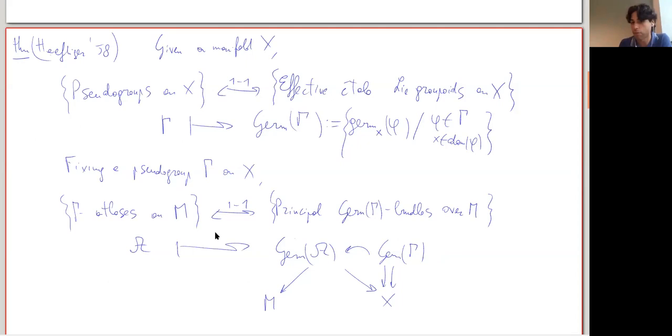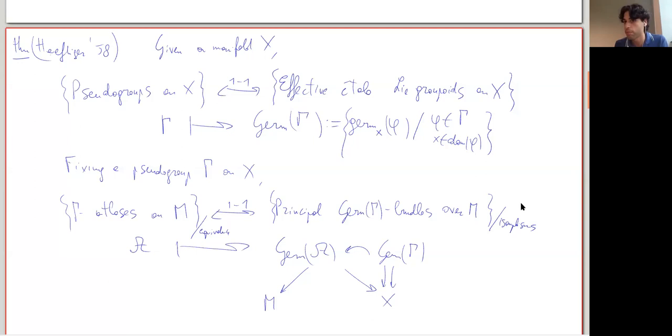Then here there are a few technicalities. First of all, here I should write something like up to equivalence. And here also up to isomorphism. And a few other things, but I don't really want to give you these technical details. So the message is just that pseudogroups and gamma structures can be studied in terms of Lie groupoids and principal bundles.